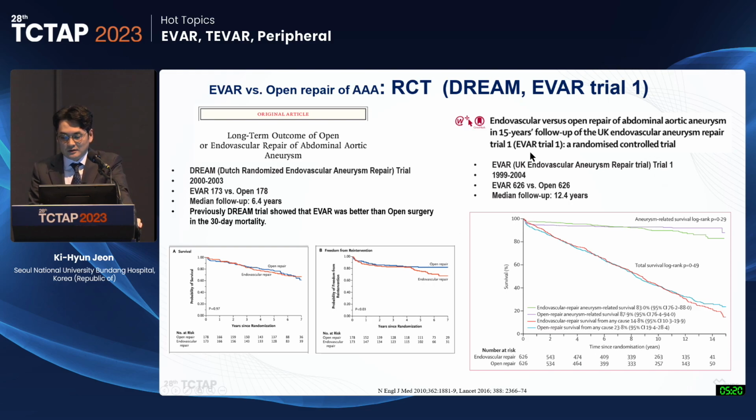And this is the long-term follow-up of the EVAR trial 1. This trial showed that while there was no significant difference in mortality between the two groups, EVAR was favored in the early years after randomization. However, beyond 8 or 10 years, open repair is associated with lower all-cause mortality and aneurysm-related mortality.